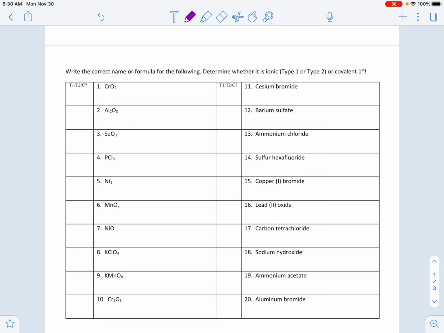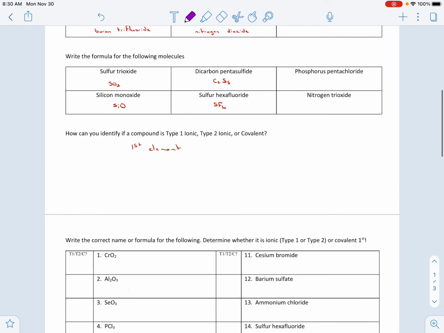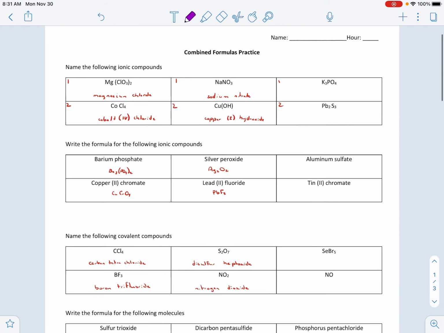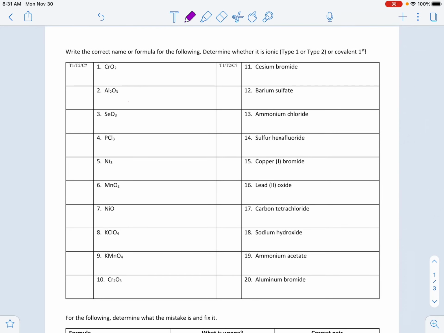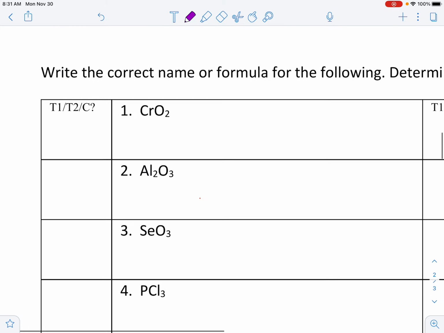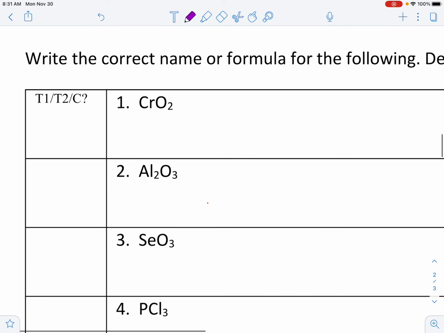So here we go. We're going to start. This is the back of the Ionic and Covalent worksheet. You hopefully have already completed the front because it's a combination, and they're broken up into sections. This back one is where we first get to see all of them combined together. So we don't officially know until we check that first element what we have. We're always going to look at this first element and it's going to tell us what type of compound it is.